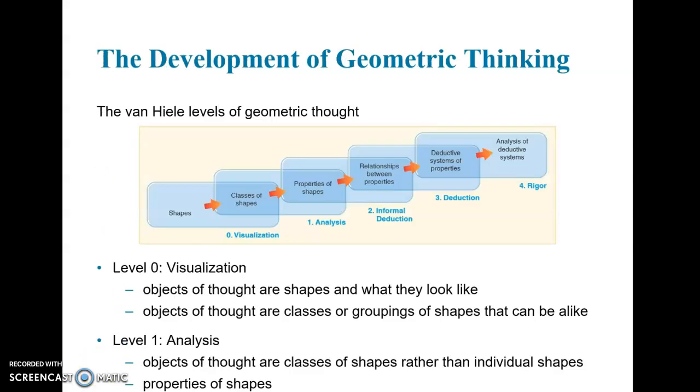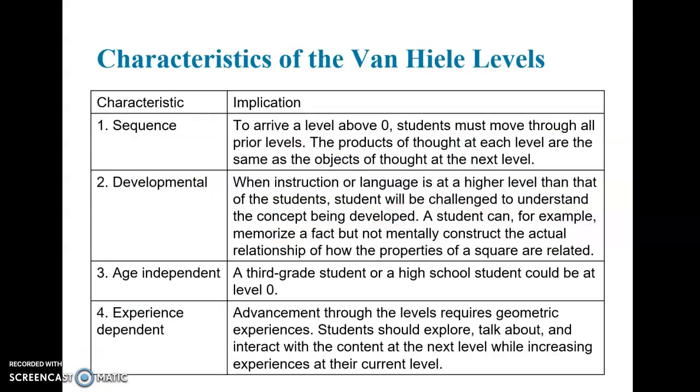In this model is a 5-level hierarchy of understanding spatial ideas. Each level describes the thinking process used in geometric concepts. Specifically, the levels describe how we think, what types of geometric ideas we think about, and what students can do. Learners of any age can begin at level 0 and progress to the next level through experiences with geometric ideas. Here are the characteristics of levels 0, 1, 2, and 3.